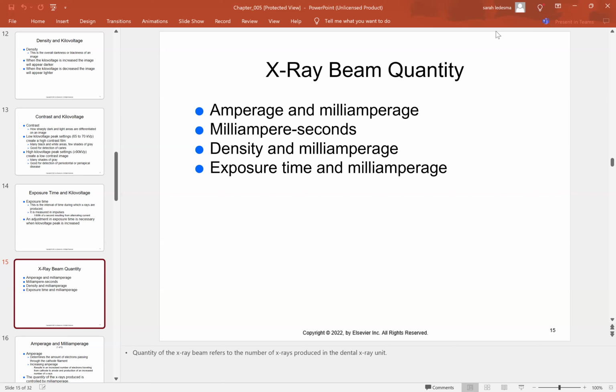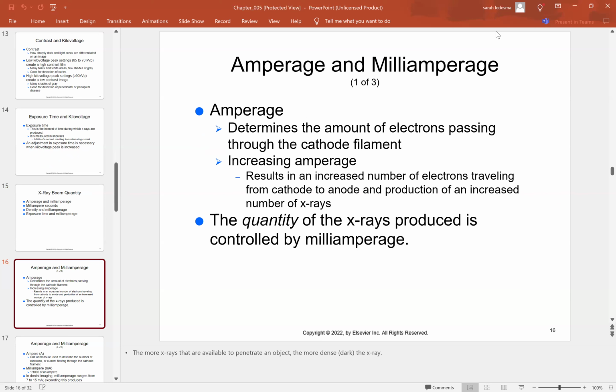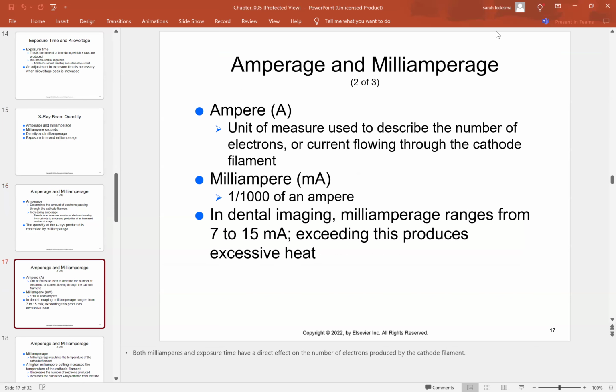X-ray beam quantity: amperage and milliamperage, milliamperage seconds, density and milliamperage, exposure time and milliamperage. Amperage and milliamperage. Amperage determines the amount of electrons passing through a cathode filament. Increasing amperage results in an increased number of electrons traveling from the cathode to the anode and production of an increased number of X-rays. The quantity of X-rays produced is controlled by milliamperage.